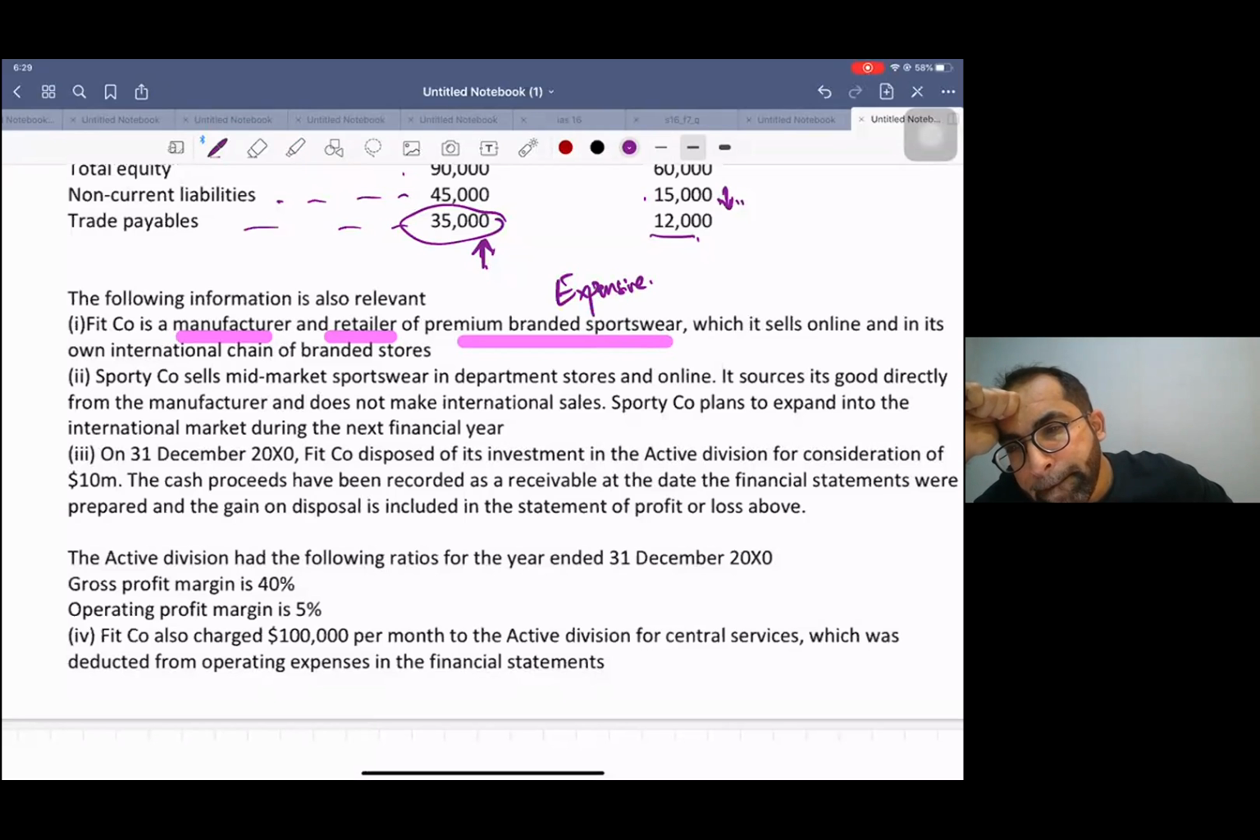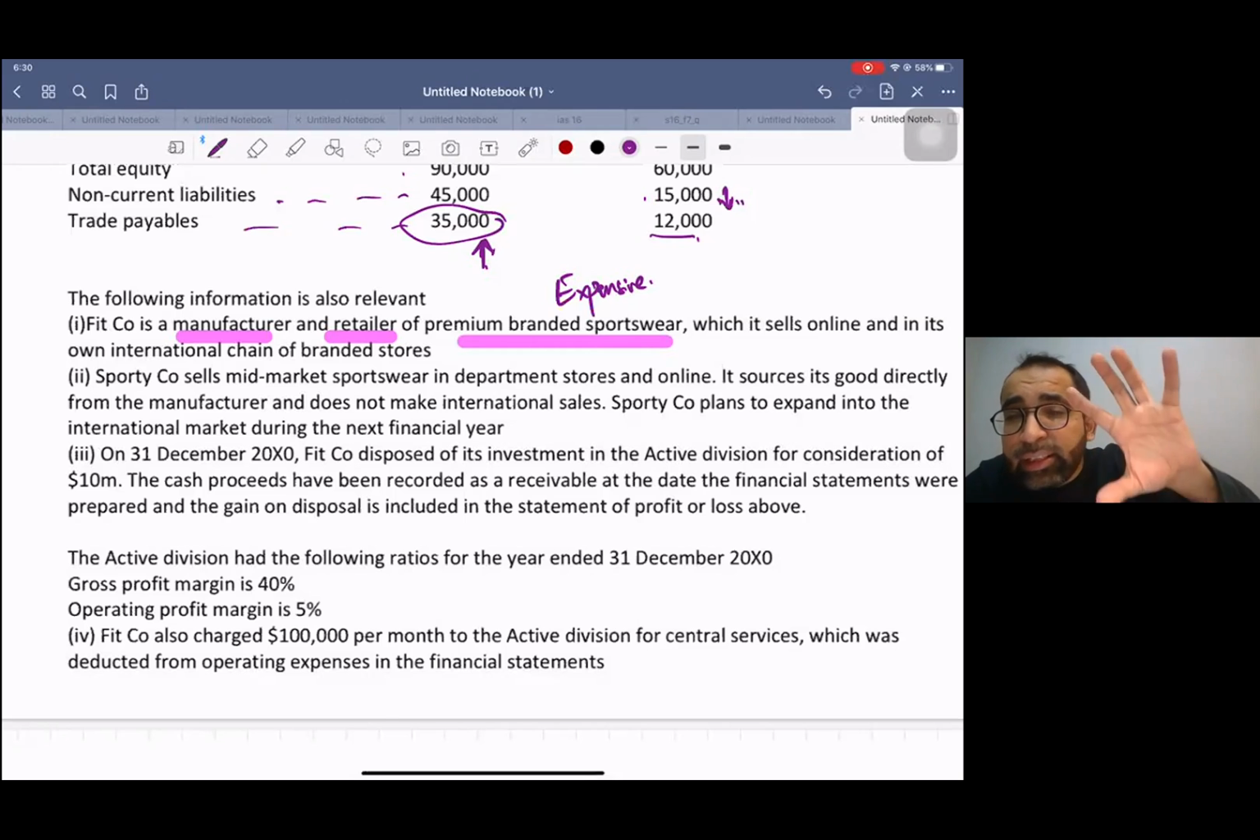Yes or no? So in one click, I can assume that their prices are high, and when selling prices are high, they should have good GP margin. They should have fit company. Fit company should have good GP and operating margins, because they are dealing with branded products. But let's see if this is the case or not.